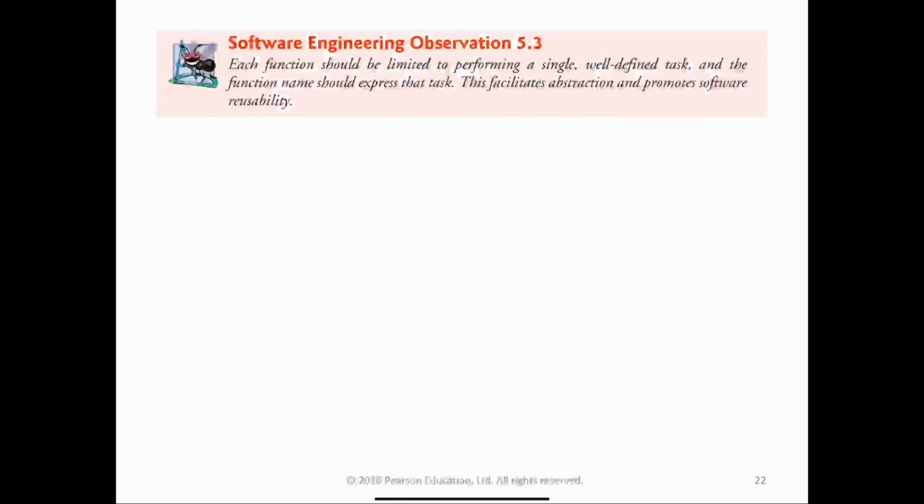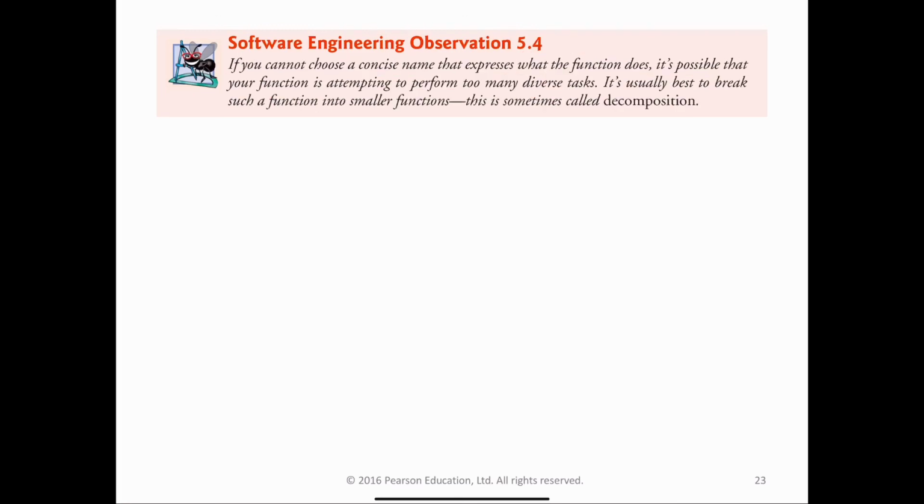This is good advice. Each function should generally be limited to performing a single well-defined task. If a function is doing too many jobs, perhaps it's time to think about dividing up that function into smaller functions. And one hint that your function may be doing too many things is that when you're trying to name the function, you're not able to properly express that in the form of a short enough name.